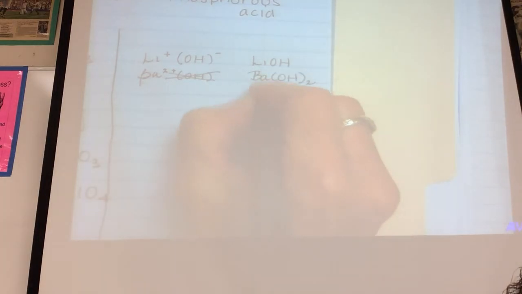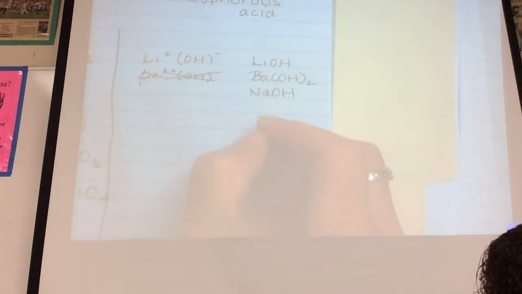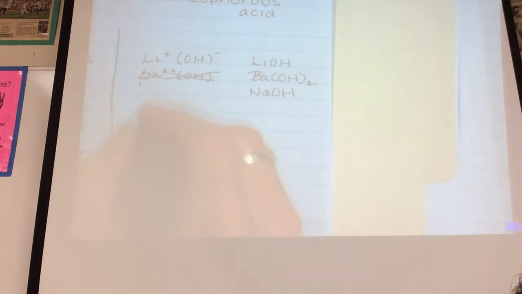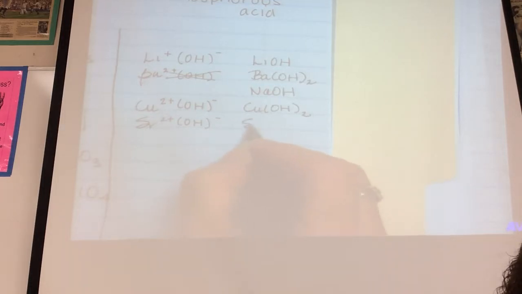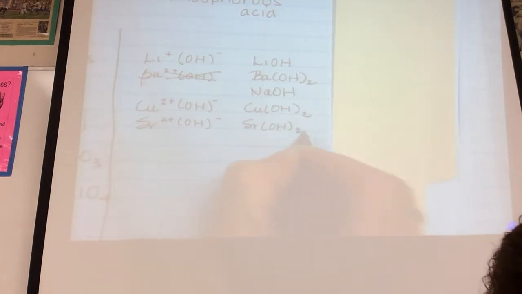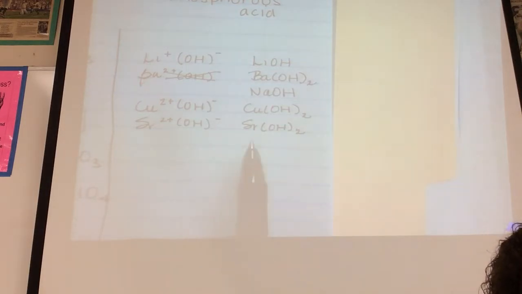Sodium hydroxide, very straightforward. How would we write copper 2 hydroxide? What would be the chemical formula for that one? Cu parentheses OH2. You got it. And don't forget those parentheses. Good. And strontium hydroxide, a strong group 2 base, would be Sr parentheses OH2. You got it. So you already know how to name and write chemical formulas for bases. There's nothing new there. Now you know they're bases.